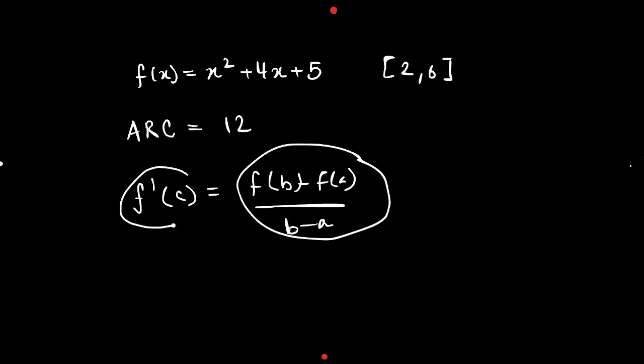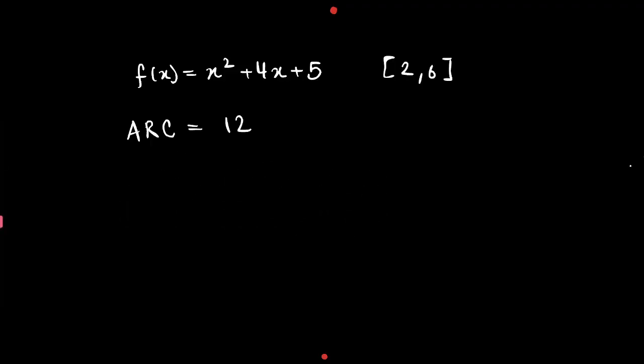Now, what is our f prime of c? Well, first we have to find the derivative of our function. The derivative of f of x, or f prime of x, is just 2x plus 4. So when does the slope equal 12 for our function? That's what we're trying to find. So we simply solve this basic algebraic expression. 2x plus 4 equals 12. That gives us 2x is equal to 8, and x is equal to 4.